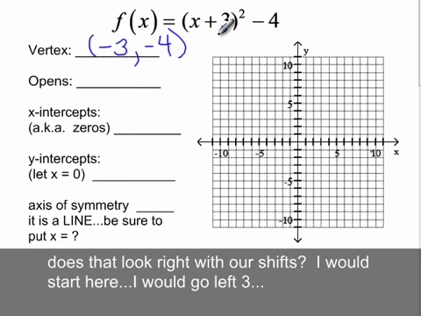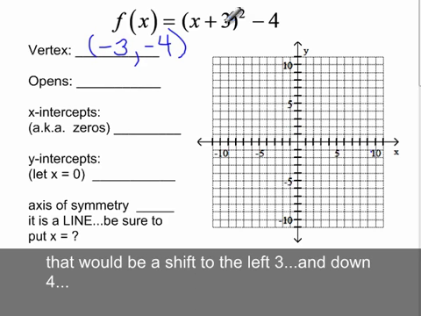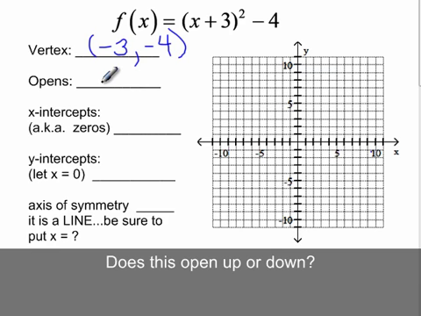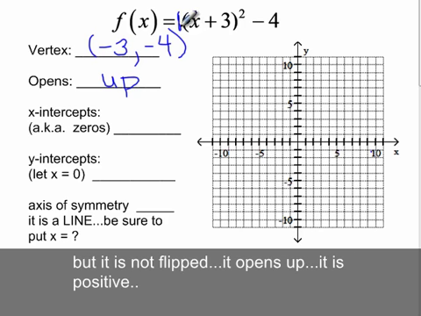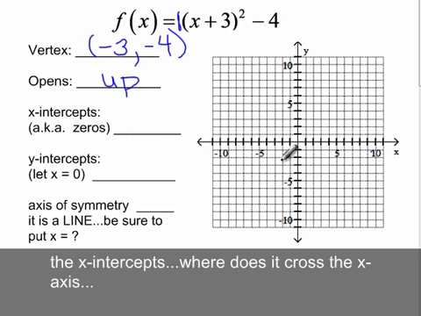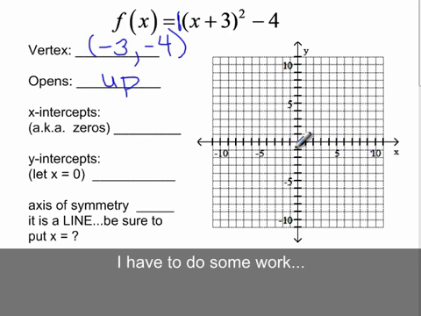Does that look right with our shifts? I would start here. I'd go left 3. That would be a shift to the left 3 and down 4. Yes. Does this open up or down? It opens up. Why? There's just like a 1 in front, so it doesn't get any fatter or skinnier, no stretch, and it's not flipped. It opens up. It is positive. The x-intercepts, where does it cross the x-axis? I have to do some work.